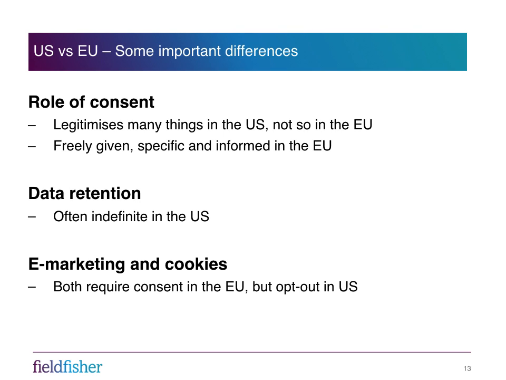In the US, there's no requirement to get consent. E-marketing can generally take place on an opt-out basis. There is no general cookie consent law in the US, although there is increasingly regulatory expectation that individuals have to be able to opt out of targeted online advertising. And so basically both e-marketing and cookies in the US are now subject to opt-out expectations, whereas in the EU, the expectation would be consent.